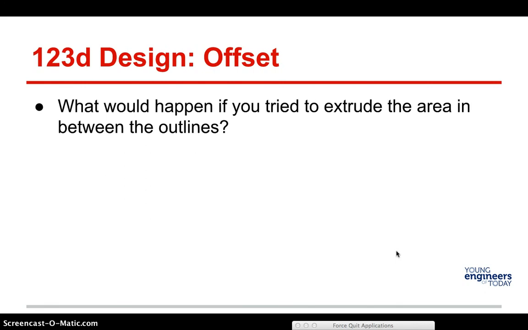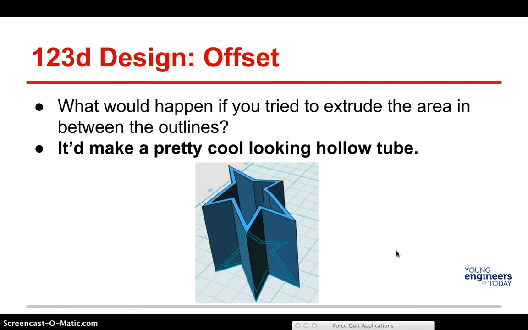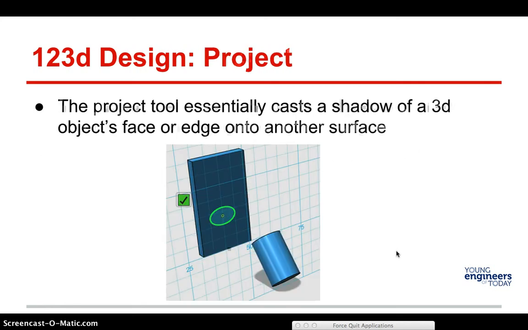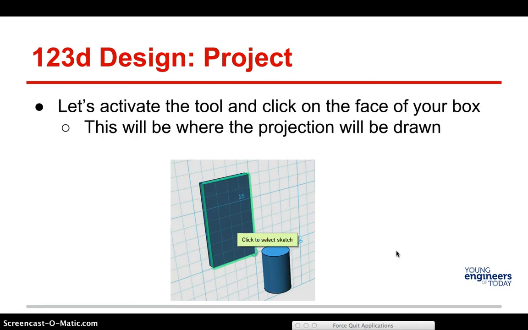Now, what would happen if you tried to extrude the area in between? You get a cool tube like this. Okay. Next, the project tool essentially casts a shadow of a 3D object. So if you were trying to see what this shadow would look like on another object, or then build that shape off of it, it could come in handy.